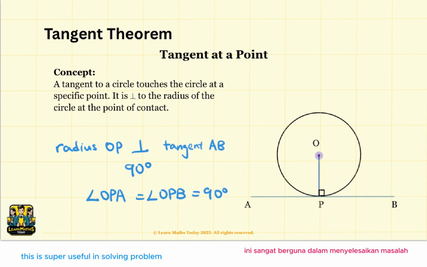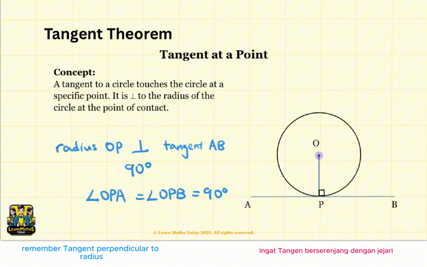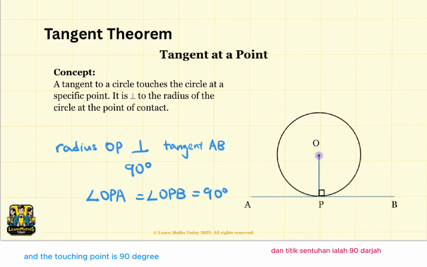This is super useful in solving problems, especially when you're working with triangles or right angles in circles. Remember, the tangent is perpendicular to the radius at the touching point, at 90 degrees.